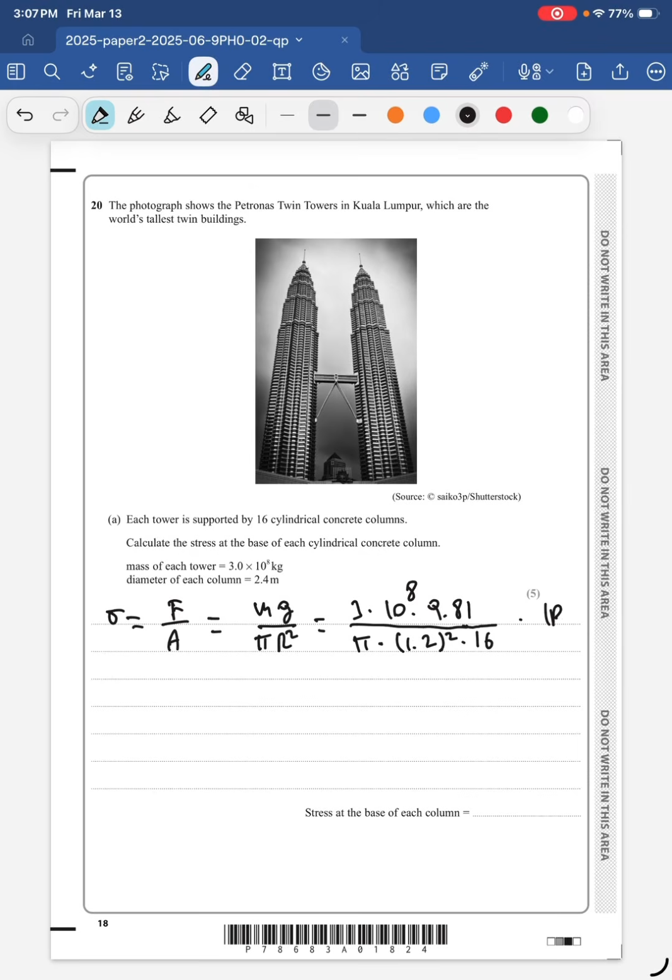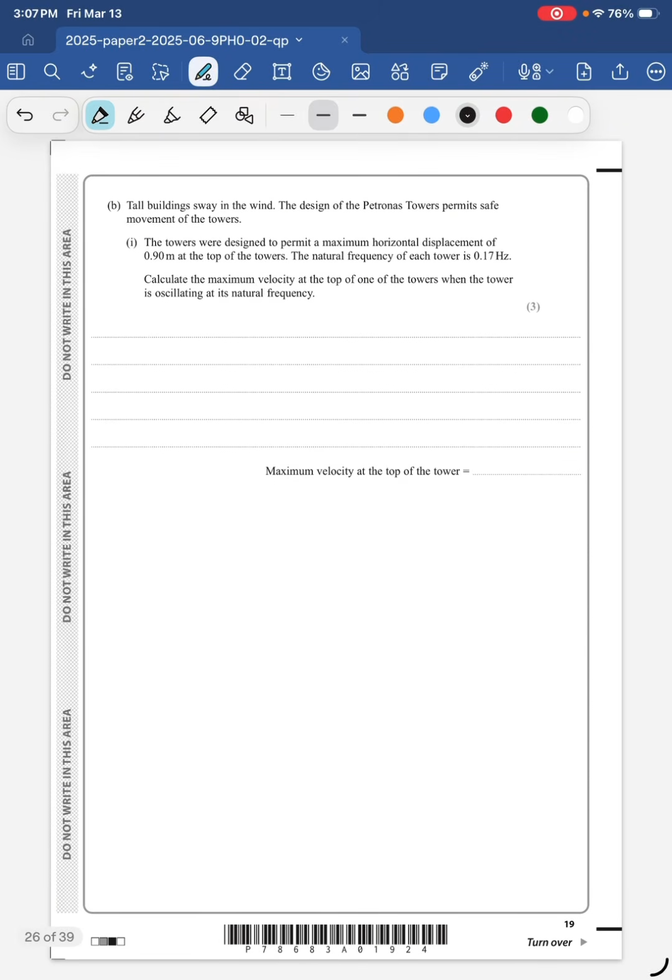So if we do that, and this is in pascals, by the way, we find 4.07 times 10 to the 7 pascals, or about 4.1 times 10 to the 7 pascals. Okay, that's large.